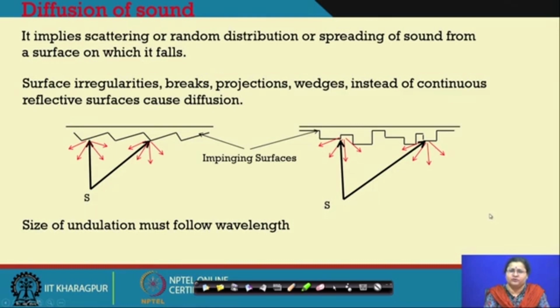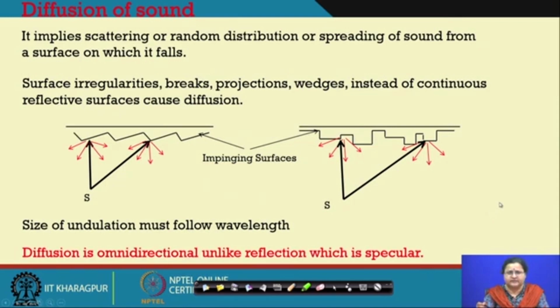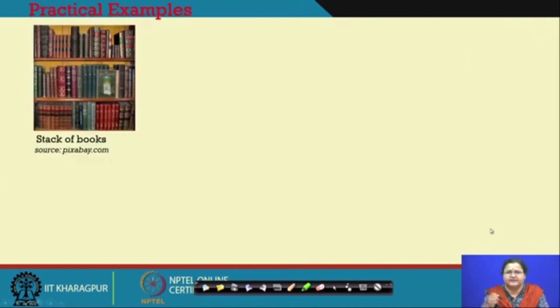So, the room purpose is very important so that we can take care of the entire wavelength band and then decide on the diffused surface lengths and dimensions. Hopefully, you got this point. So, let us try to see practical examples.